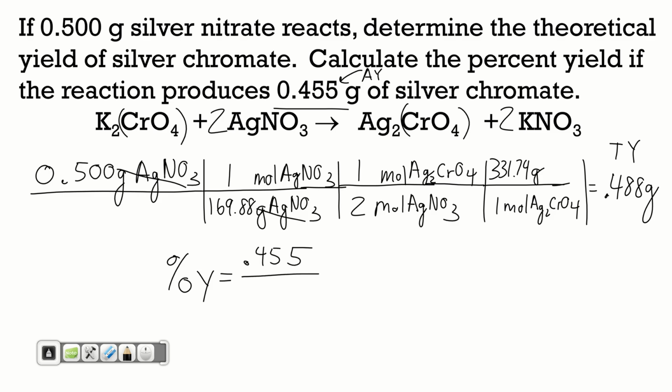I'll tell you, usually when we give you problems, the actual yield will not be greater than the theoretical yield. I mean, it's possible it could, but I bet most problems we give you, it'll be less, so that you have a percentage that's less than 100%. When you're in the lab, be prepared that you might get over 100%. 0.455 divided by 0.488 times 100. This is a great percent yield, 93.2%.